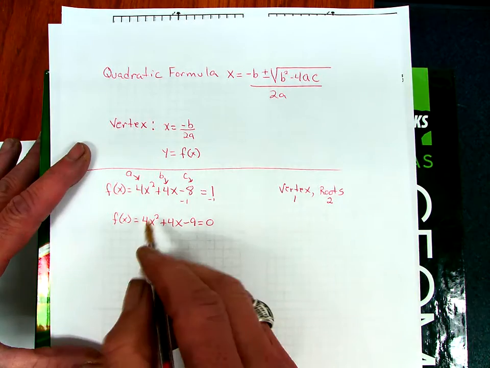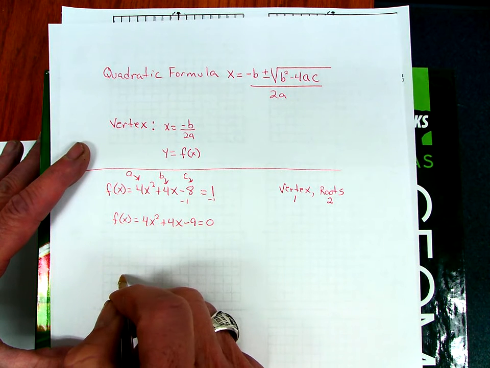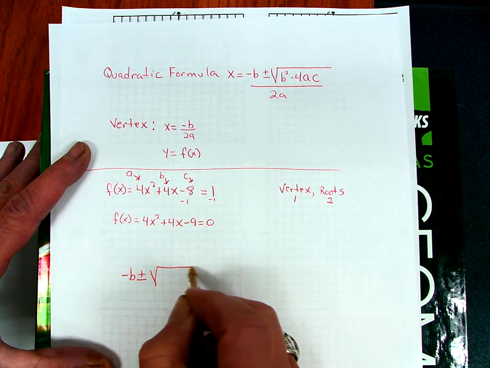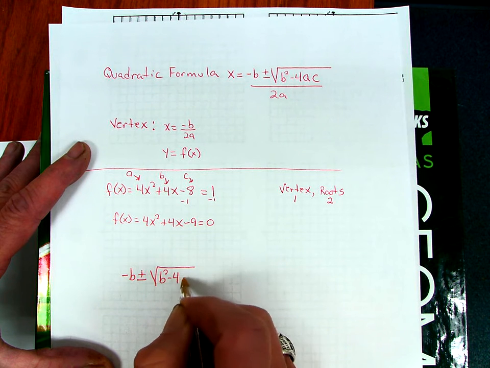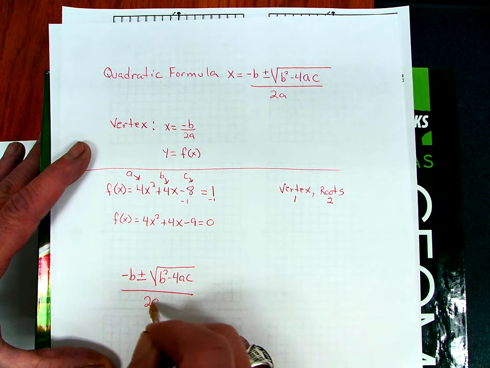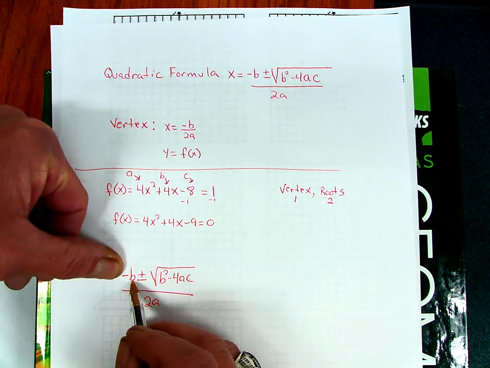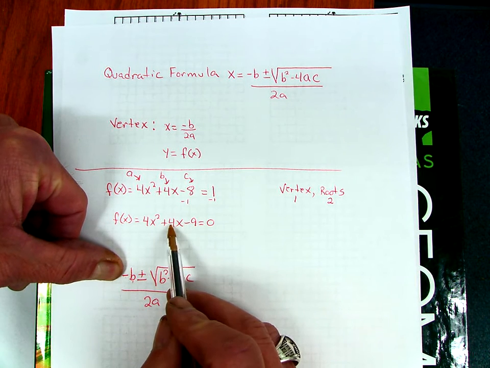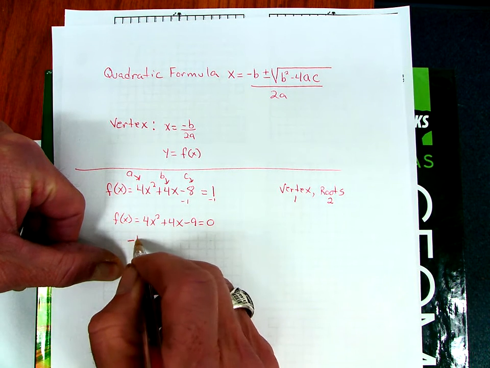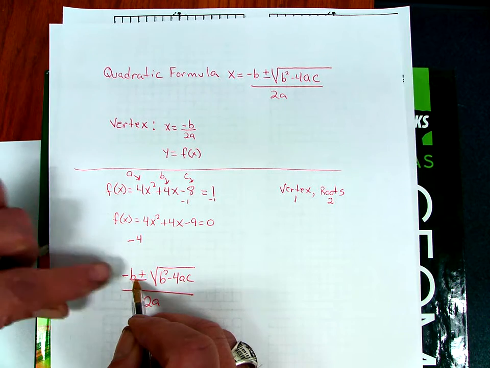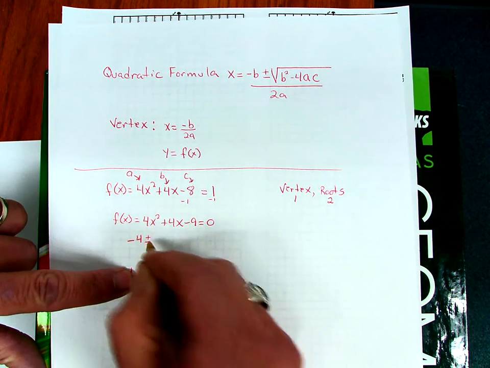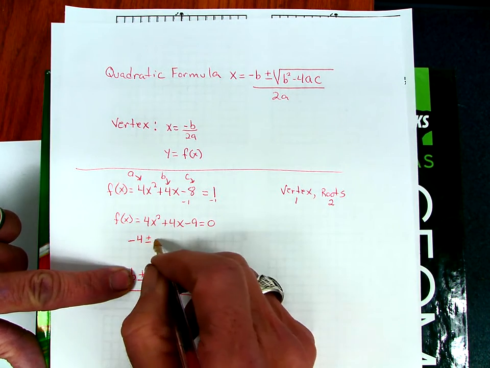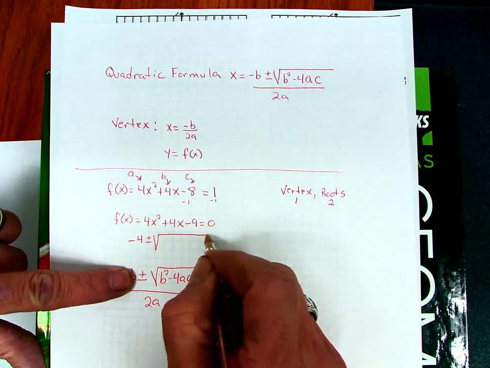I'm going to rewrite the formula right down here so that you can follow along as I plug the values in. The first thing I need is the opposite of b, or negative b. b is positive 4, so I need negative 4. Then the plus minus sign, because this is actually 2 different equations. Then the square root symbol.